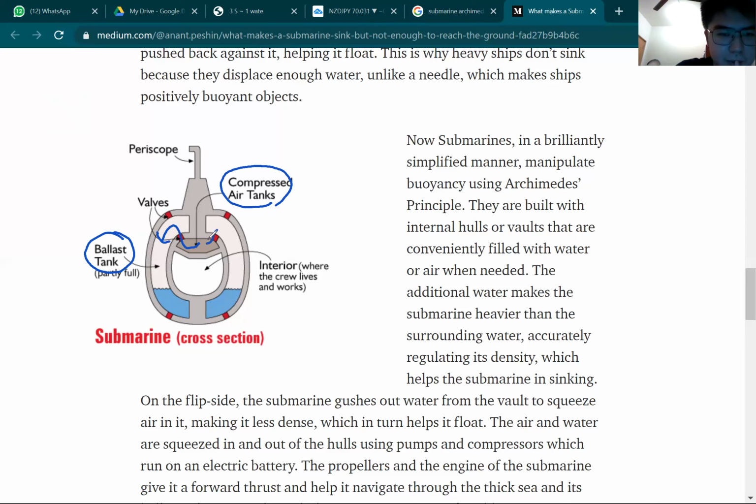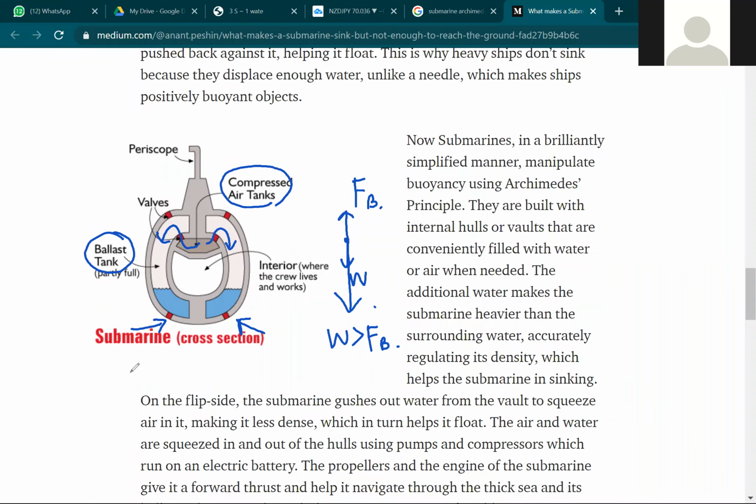Okay, so same here. Now, how does the submarine float and sink? It adjusts the valves. Let's say it wants to sink first. We know that the weight is balanced by the buoyant force when it's floating. So if it wants to sink, it has to increase its weight, so that its weight is more than the buoyant force. So how does it increase the weight? It opens these two valves, and then water will start to fill in, going in from here, and the water level rises inside the ballast tank, and it sinks.